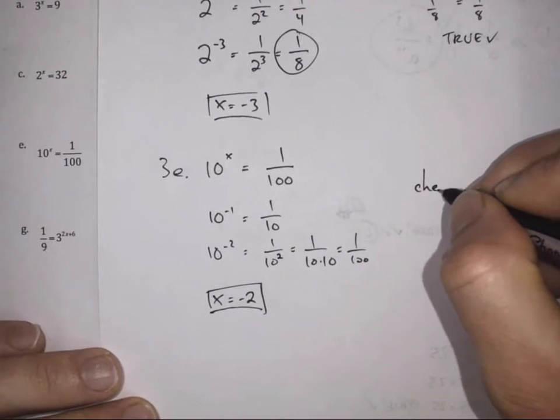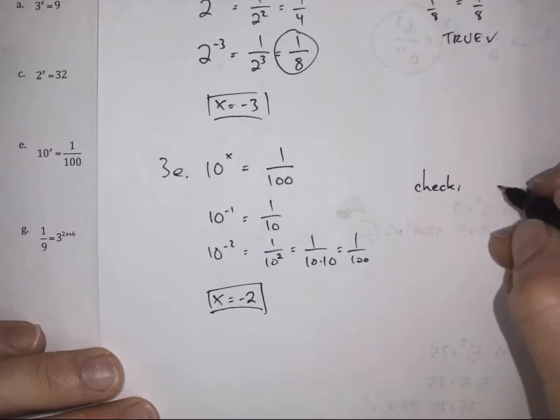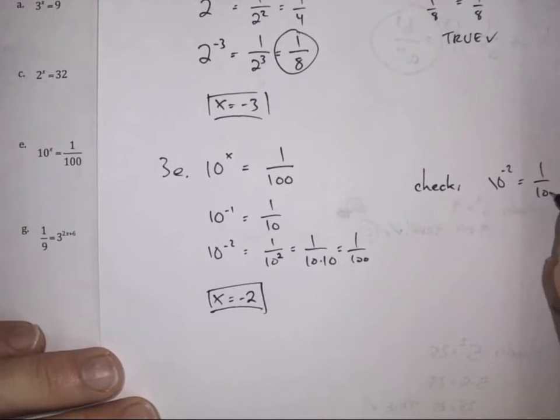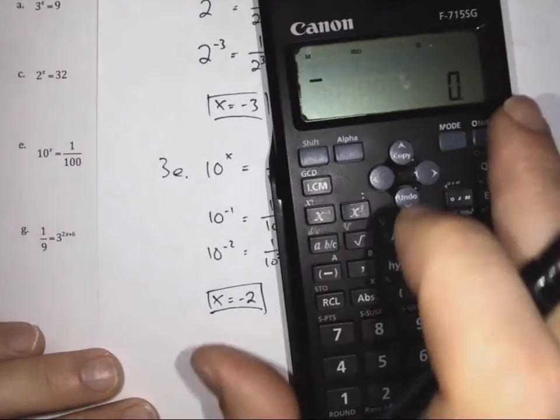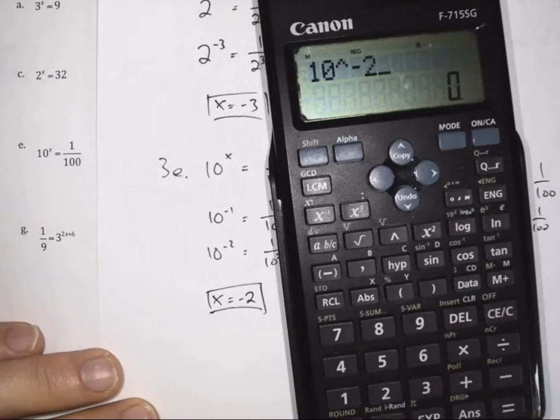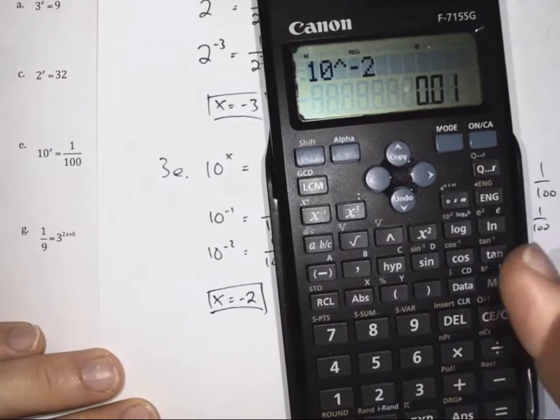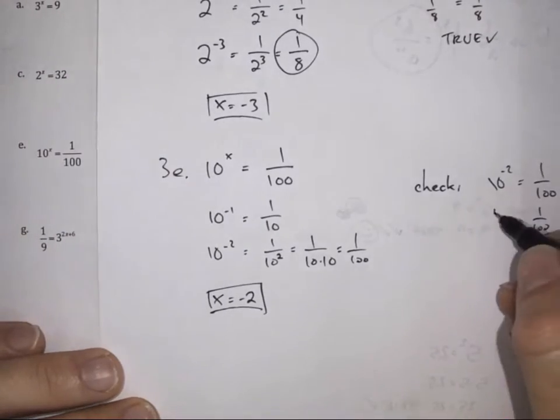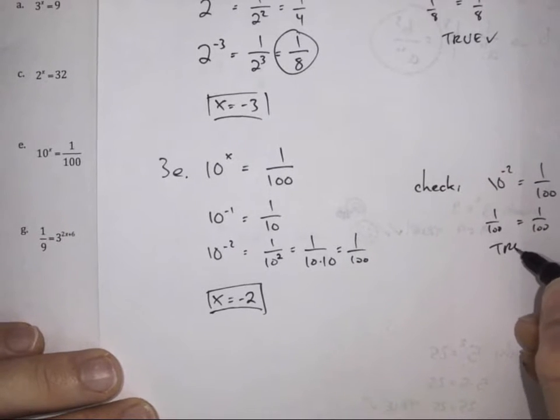We'll check here. Is it true that 10 to the power of negative 2 gives us 1 over 100? Well, let's just find out. What is 10 to the power of negative 2? It's 0.01, which is 1/100. Yeah. True.